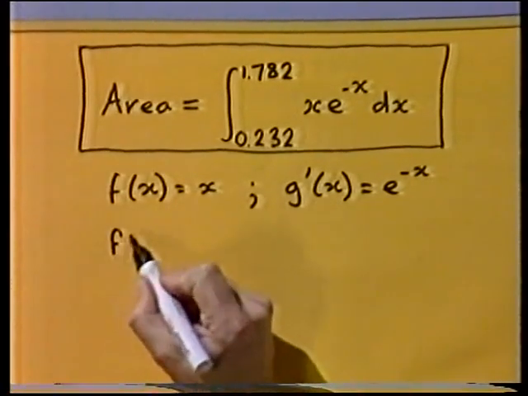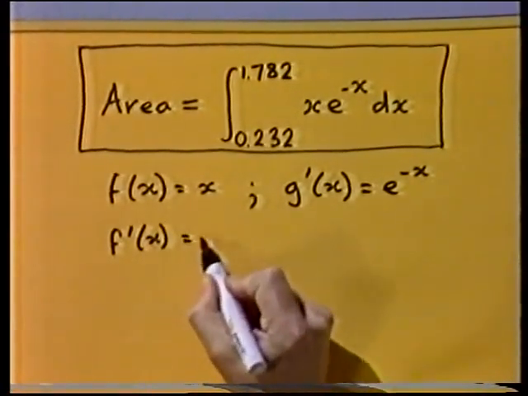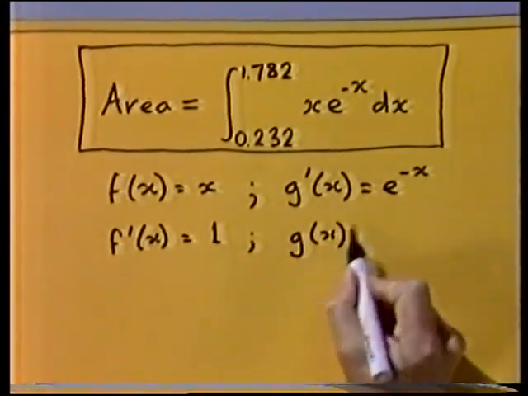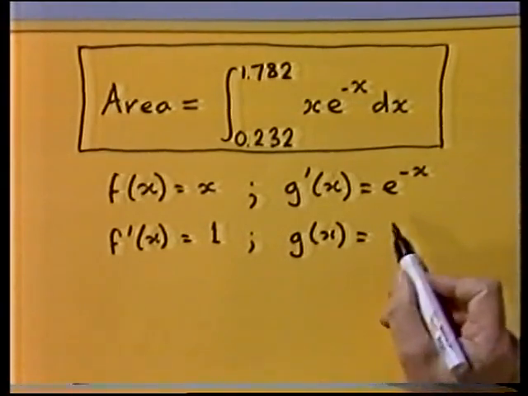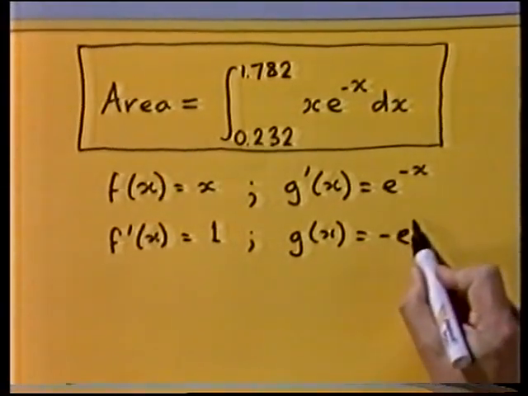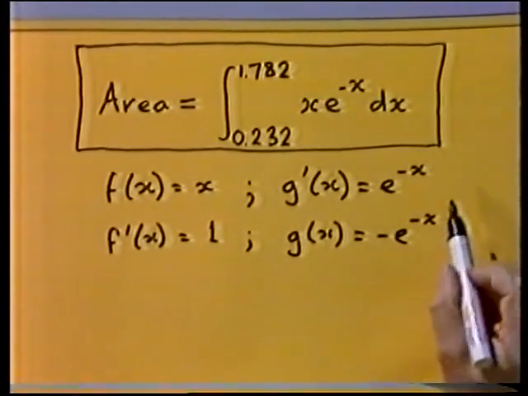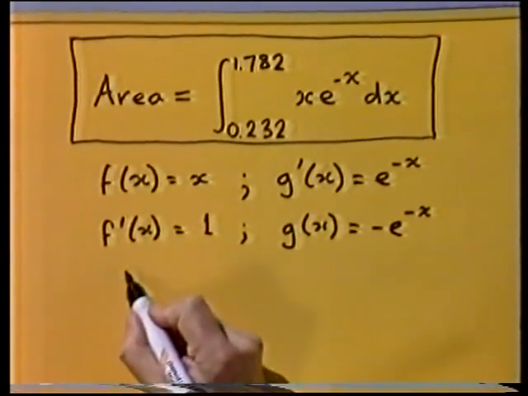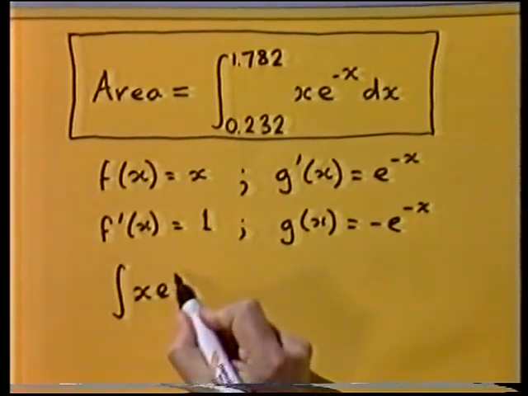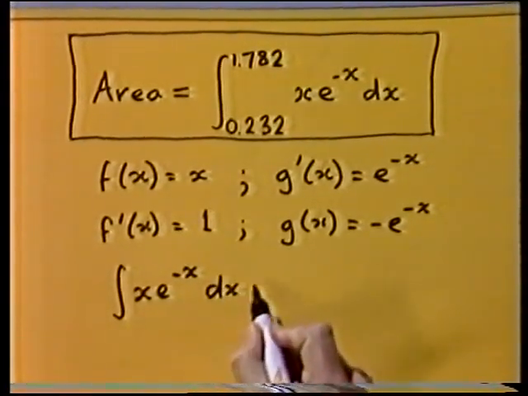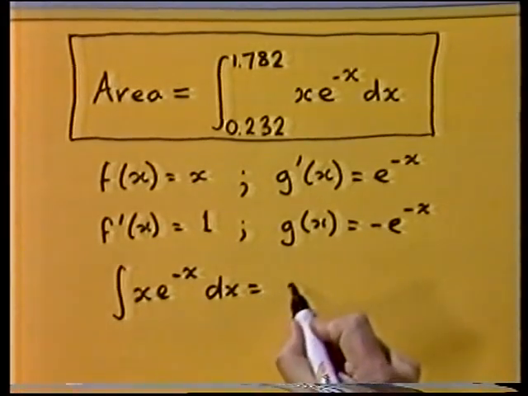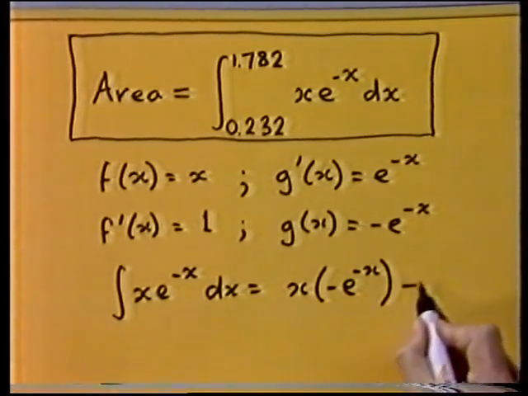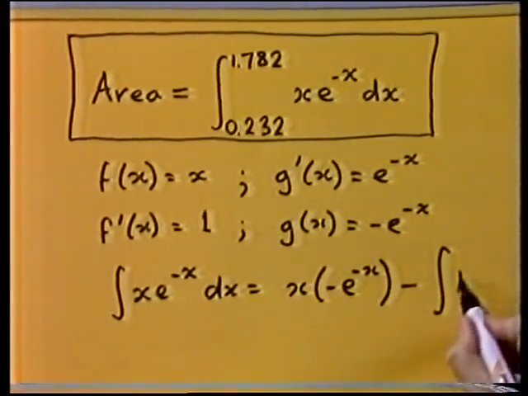So f prime of x is 1. Now g is the integral of this, and that's not too bad, it's minus e to the minus x. Now using the parts formula, the integral of f g prime is equal to f g minus the integral f prime g.